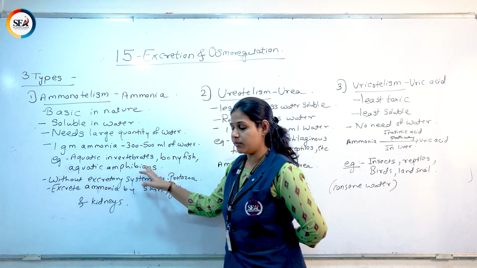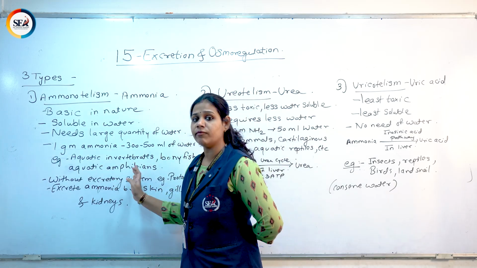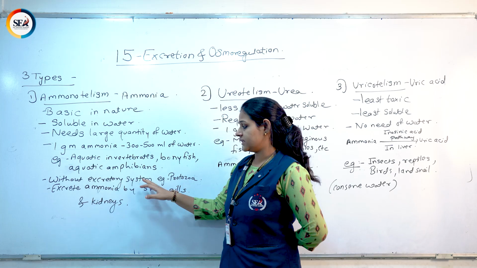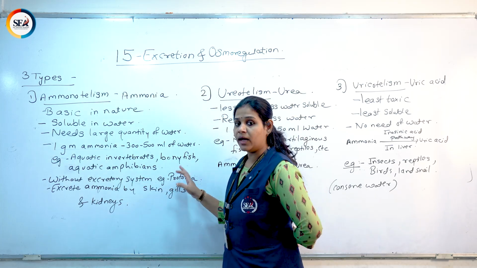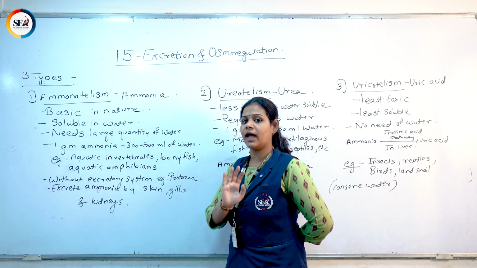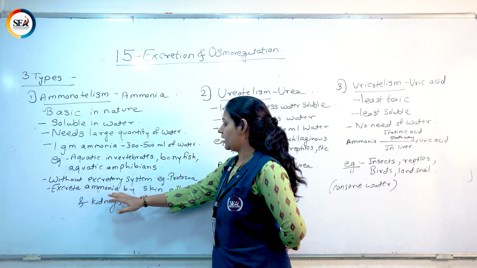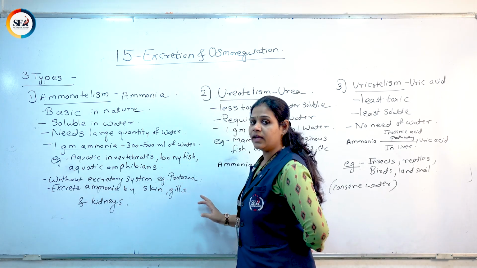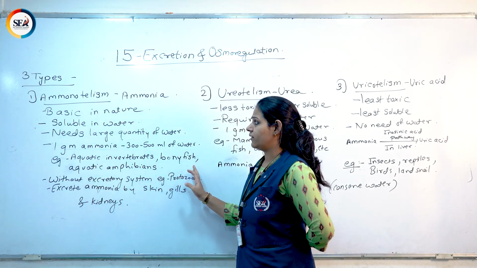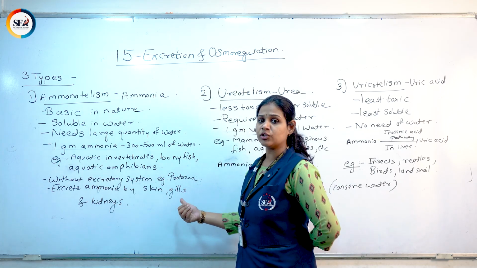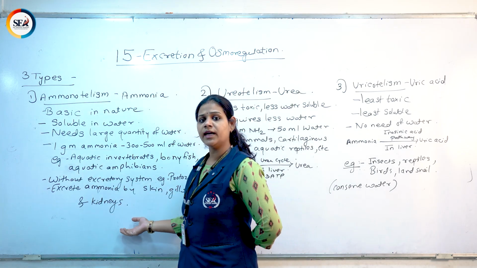Examples: aquatic invertebrates, bony fishes, and aquatic amphibians are ammonotelic. And without an excretory system, for example protozoa, are also called ammonotelic animals. They excrete ammonia by skin, gills and kidneys. These animals, which are called ammonotelic animals, excrete ammonia from their general skin surface, or with the help of gills, or with the help of their kidneys.